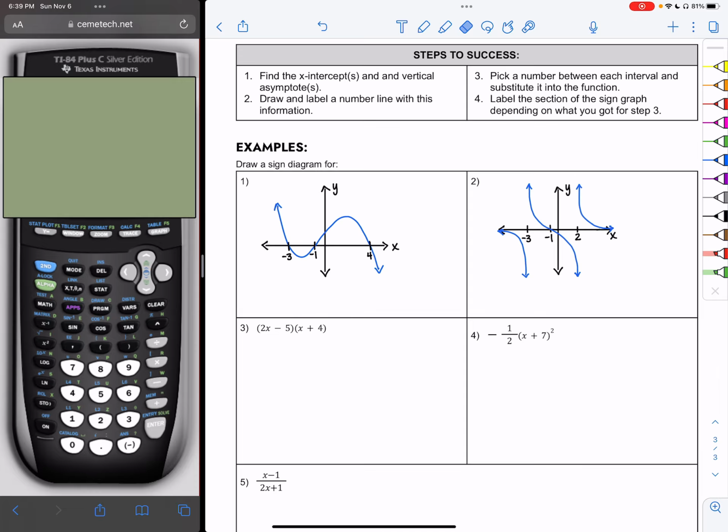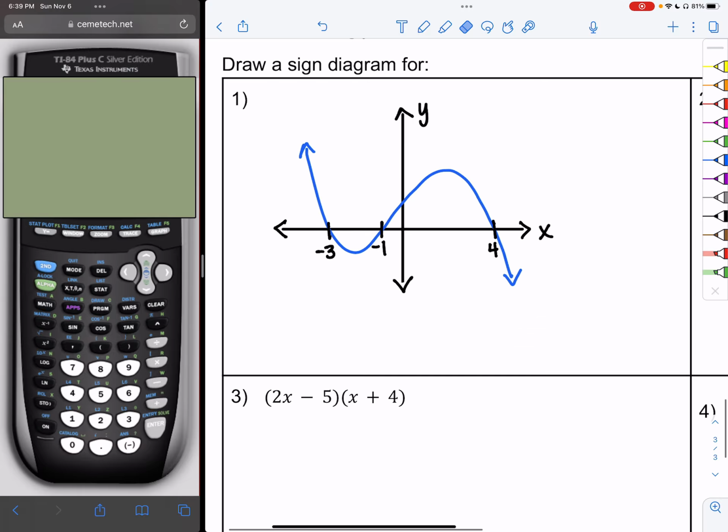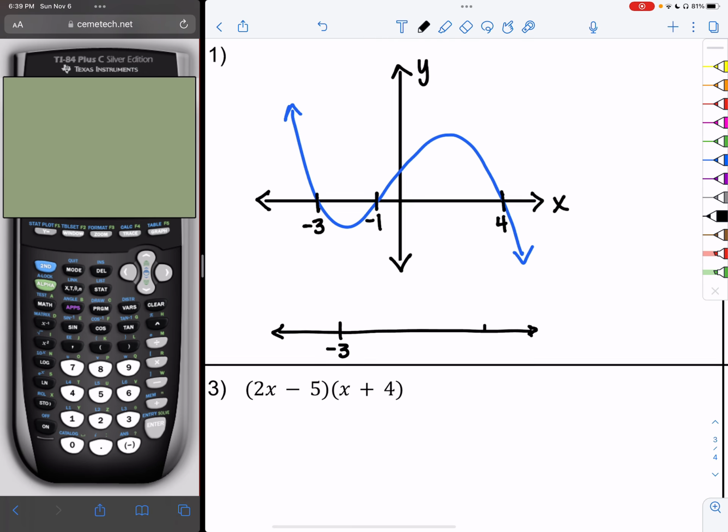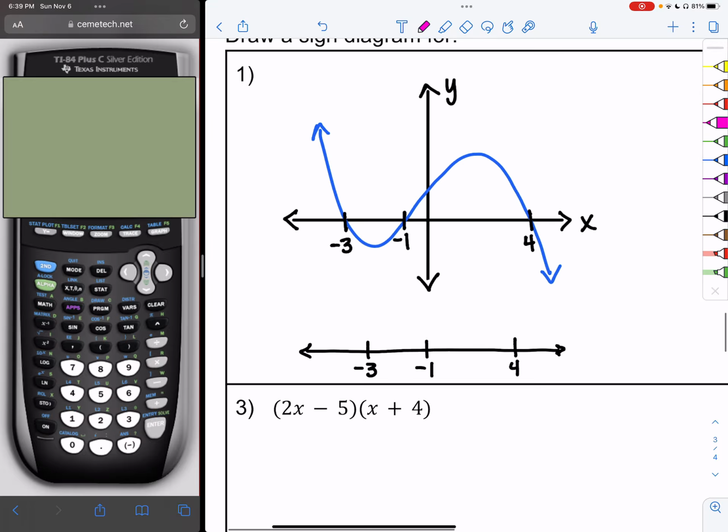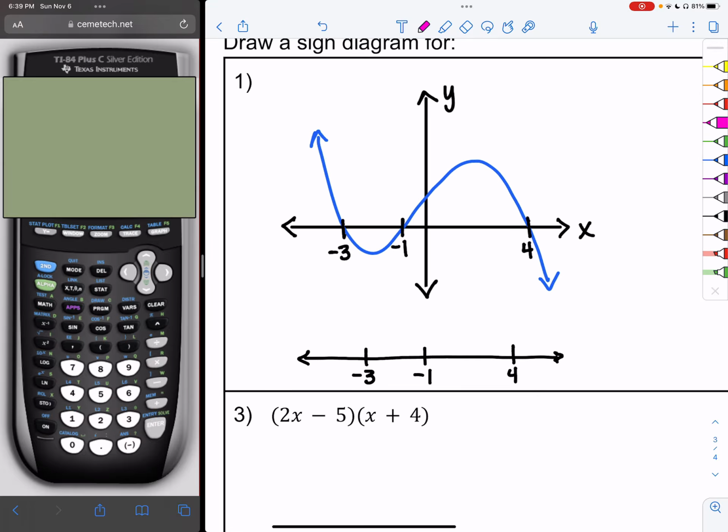So for number 1, it says create a sign diagram here. So remember, anytime you have a sign diagram, you want to put your x-intercepts or your asymptotes. So here I can see that I have an x-intercept at -3, an x-intercept at -1, and I also have an x-intercept at +4. So I'm going to pick a number in between all of these intervals here. Or, to be honest, I can just look at it and tell what's going on.